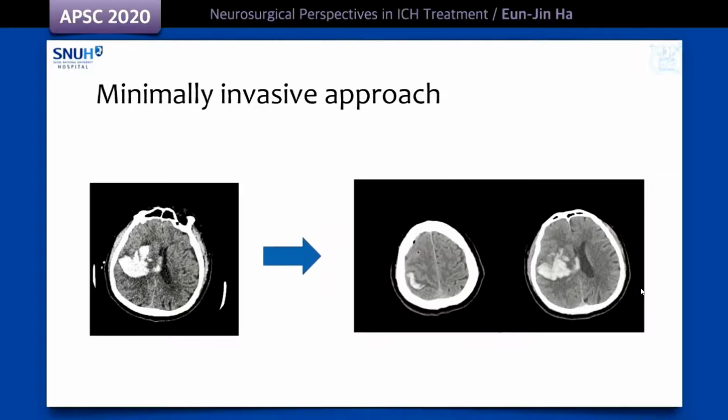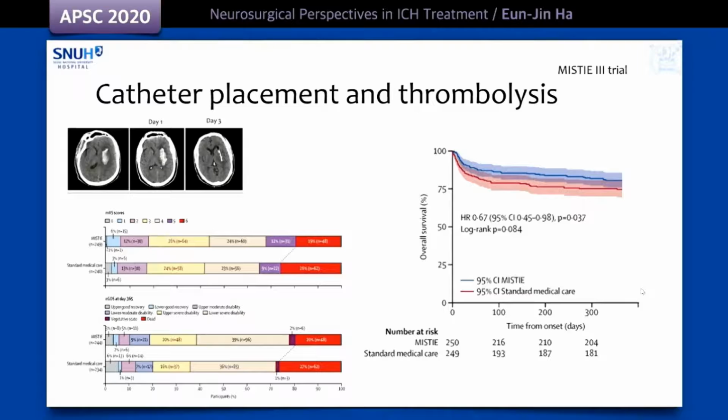However, a minimally invasive approach might not be as effective in evacuating ICH, as you can see in this case. After the minimally invasive approach, postoperative CT demonstrates no difference from the initial CT. So, to enhance the efficacy of hematoma removal, various methods are being tried. The most famous one is the MISTIE trials.